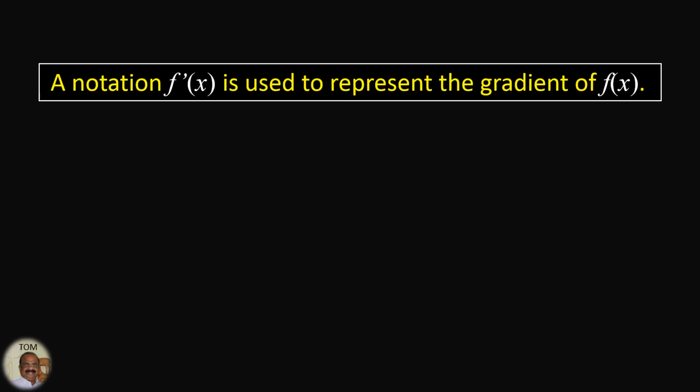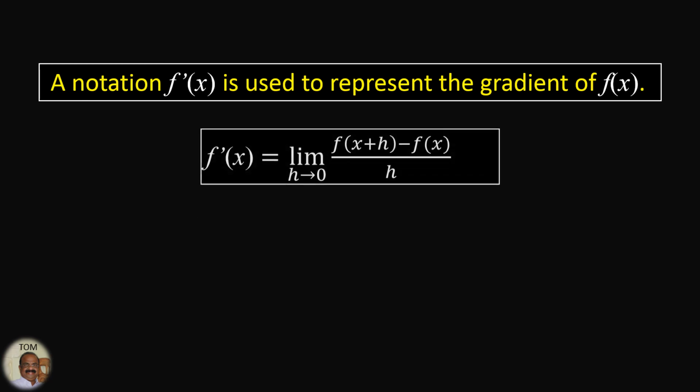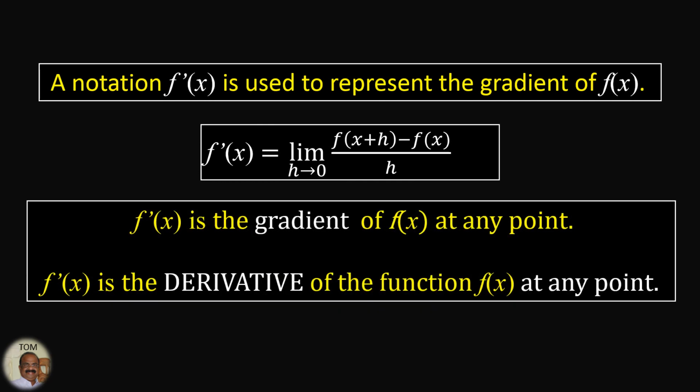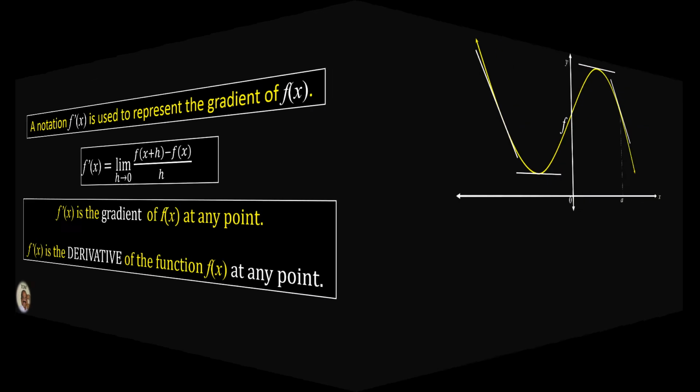In notation, f dash x or f prime x is used to represent the gradient of f(x). So we say f dash x equal to limit, h tends to 0, of f(x plus h) minus f(x) over h, is the definition of the gradient of the curve at any point. Or we can say f dash x is the derivative of the function f(x). So derivative and gradient, same thing.